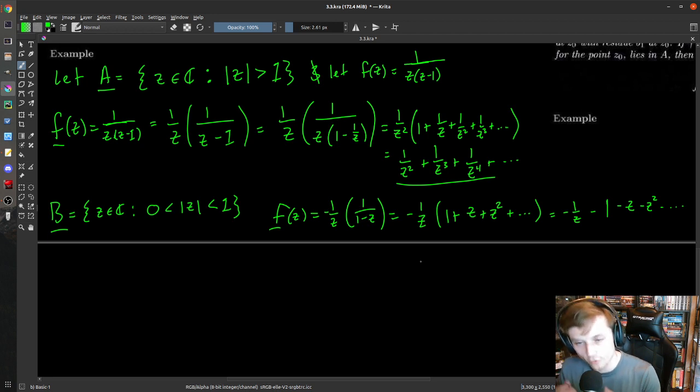So there are 3 things that we have to keep track of. We have to keep track of the domain, the function, and the point. Here we have the same function, same point, different domains, so we get different expansions. These expansions are unique, but only relative to the choice of these 3 things: function, domain, and point. So choose a different point, different domain, so on, you get different things.